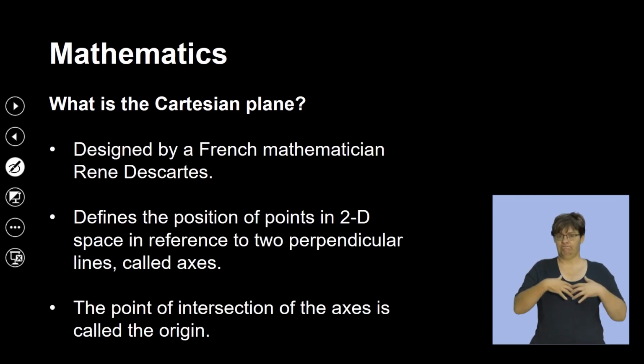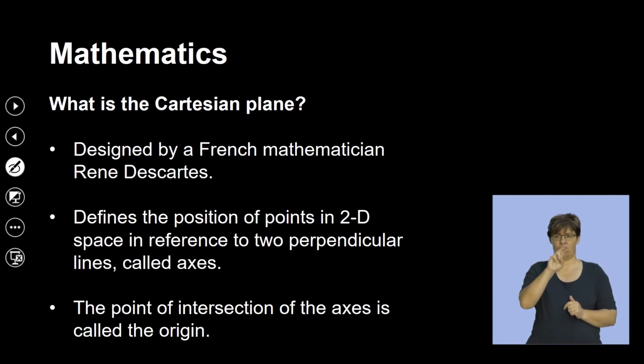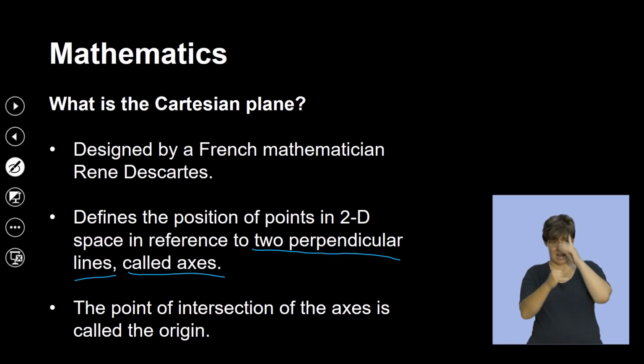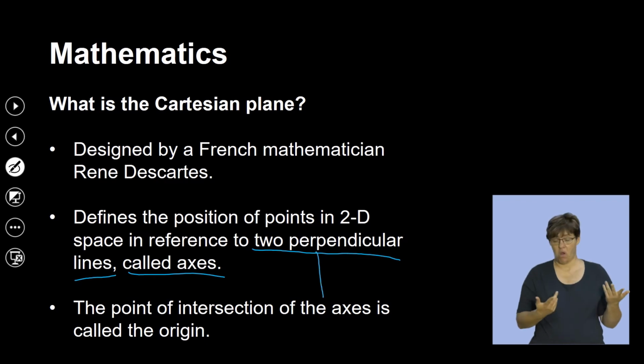This was designed by a French mathematician, René, right? René said this particular thing, which is a Cartesian plane. It defines the position of points in 2D space, in reference to the two perpendicular lines, which we normally call our axes. As you saw, there will be two lines crossing each other, and where they cross, they are perpendicular to one another.